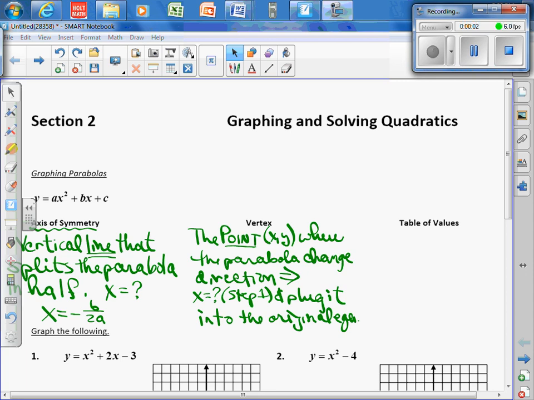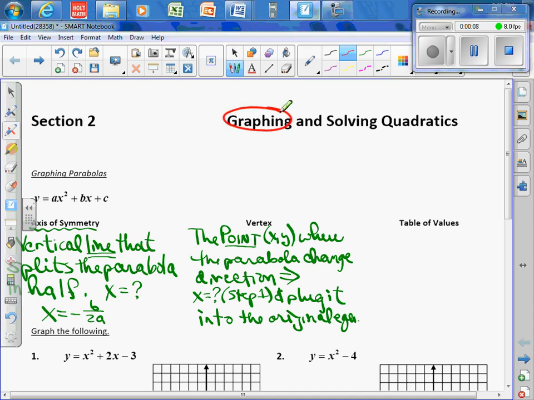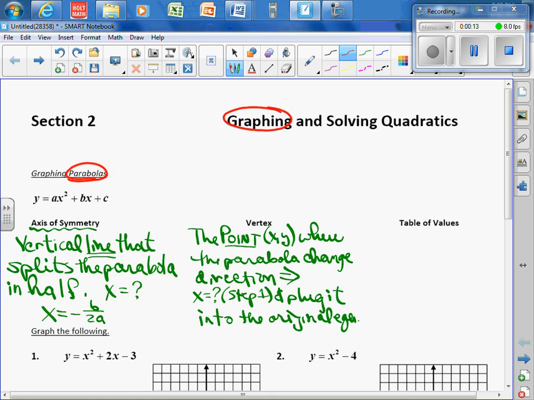In section 2 here of the quadratics, I'm going to be showing you how to, number one, graph a quadratic. And what do we get when we graph a quadratic? A parabola. So we're going to be drawing parabolas. Then I'm actually going to show you how you solve a quadratic. Actually, there are several ways you can solve a quadratic. I'm just going to show you today about how to do that by graphing. But let's take care of the graphing first.